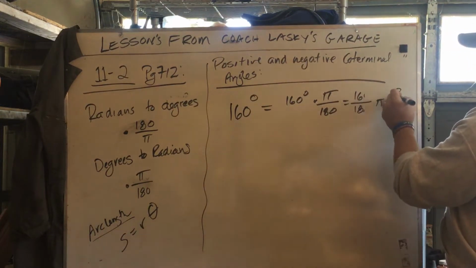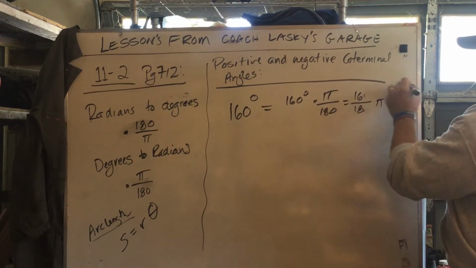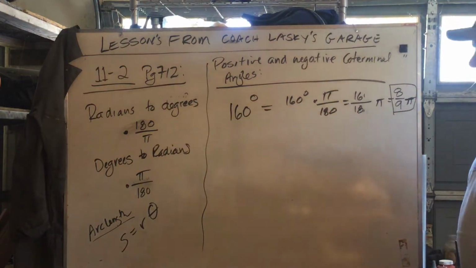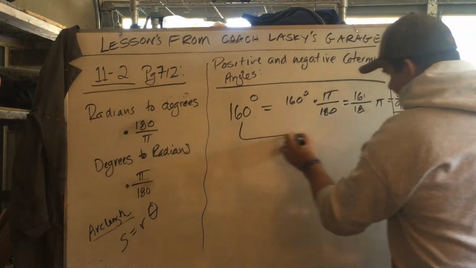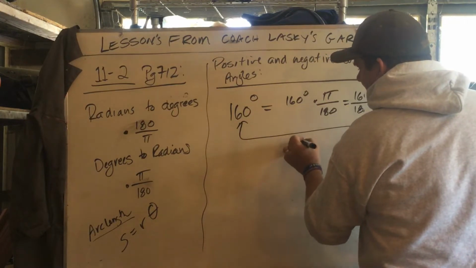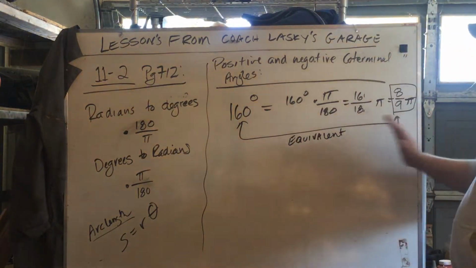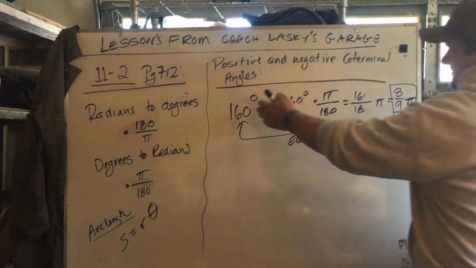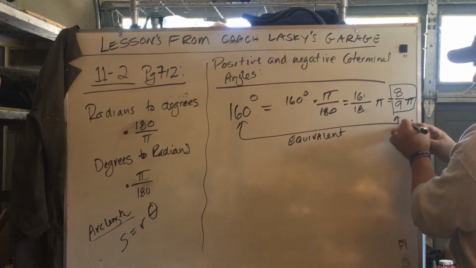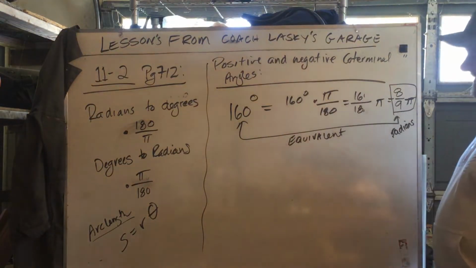2 goes into 160 eight times, 2 goes into 180 nine times. So my 160 degrees in radians is 8 over 9 pi. So remember, these are equivalent. In other words, they mean the same exact thing, except one's expressed in degrees and one is expressed in radians. So that's how you convert from degrees to radians, and you can go backwards if you needed to.